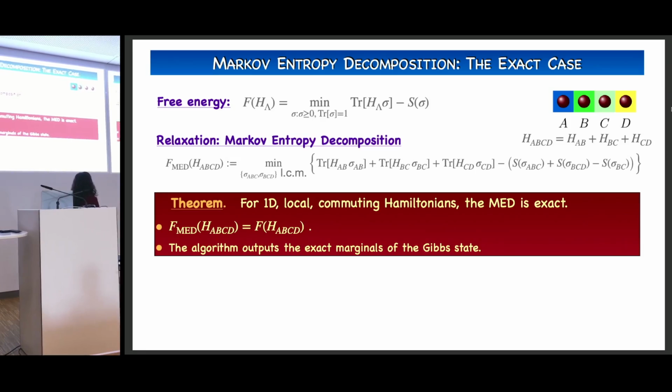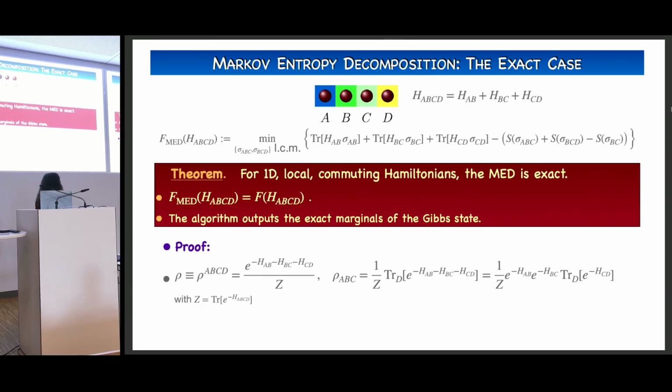And what this is essentially telling us is, first of all, that the minimum of the MED is the same as the free energy. So we are really obtaining exactly the same value. And secondly, the algorithm outputs the exact marginals of the Gibbs state. And this is pretty crucial. You will see later why. So let's see the proof for this because it's really beautiful and it's essentially based on entropies. The proof is the following.